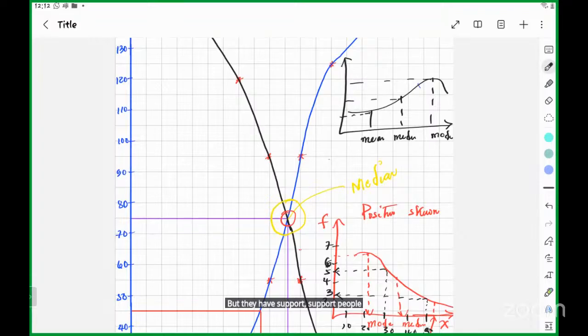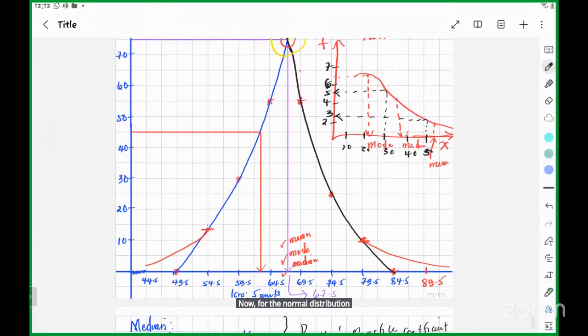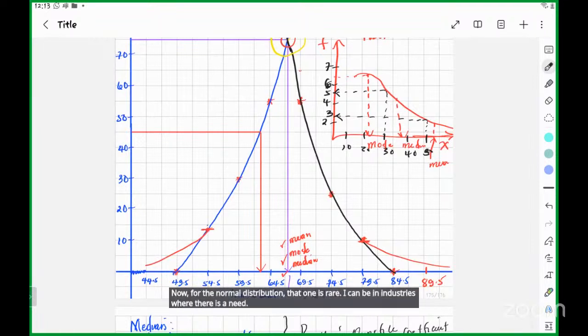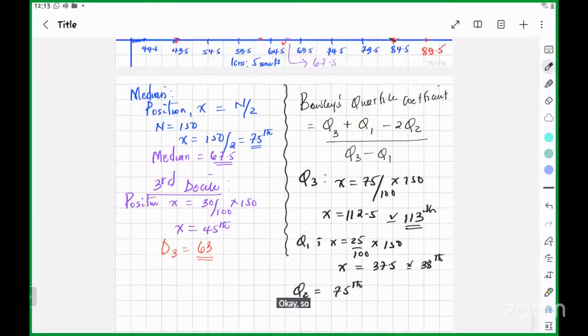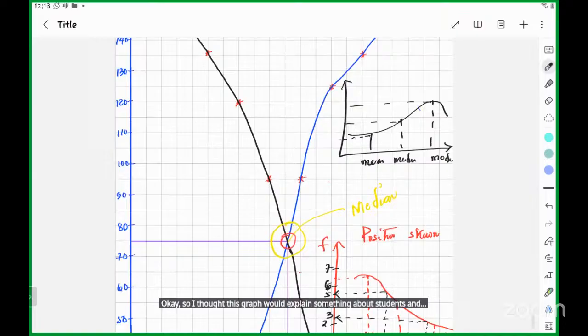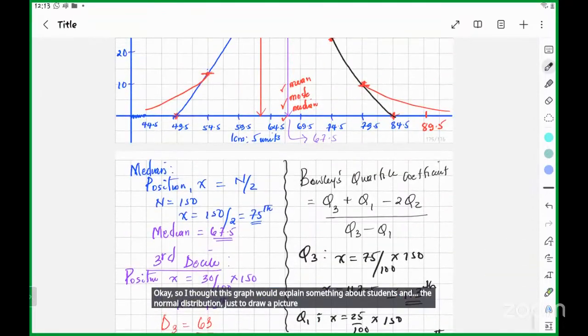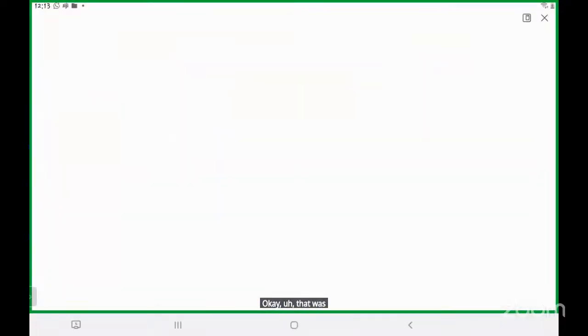Now, for the normal distribution, that one is rare. It can be in industries where there is a mix, both technical and unskilled, and the numbers are almost the same. So I thought this graph would explain something about skewness and the normal distribution, just to draw a picture. That was a by the way.